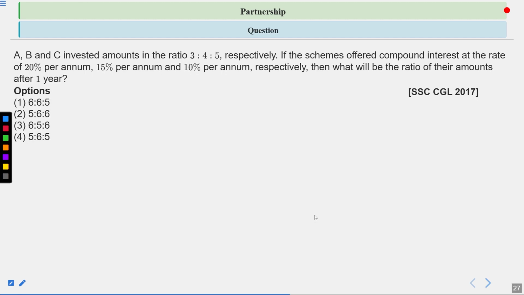A, B and C invested amounts in the ratio 3:4:5 respectively. If the schemes offered compound interest at the rate of 20% per annum, 15% per annum and 10% per annum respectively, then what will be the ratio of their amounts after 1 year? This question was asked in SSC CGL exam 2017. There are 4 options. First is 6:6:5. Second is 5:6:6. Third is 6:5:6. And fourth is 5:6:5. Now you have 10 seconds to analyze the question. Your time starts now.